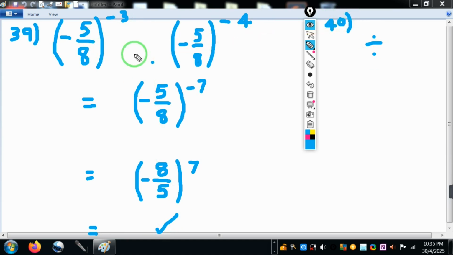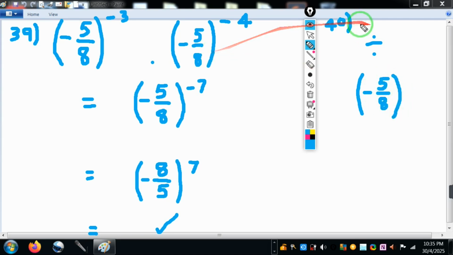Meaning I'm writing the same thing, then divided by this. Division means the same thing will be there, meaning I will be putting the minus 5/8. That's the base there. I'm not writing the question again, we're just referring to the left hand side. Now we put divide between the left and the right. Minus 3 minus 4, minus 3 plus 4. 4 minus 3 is 1.